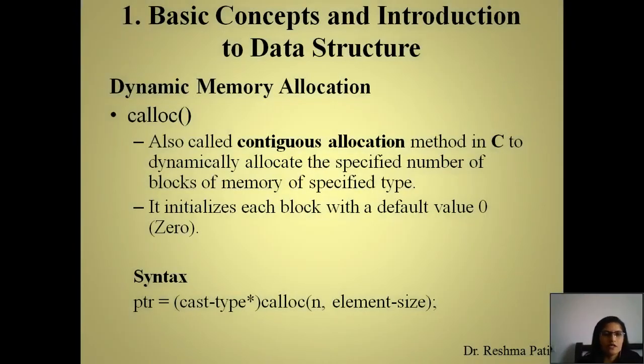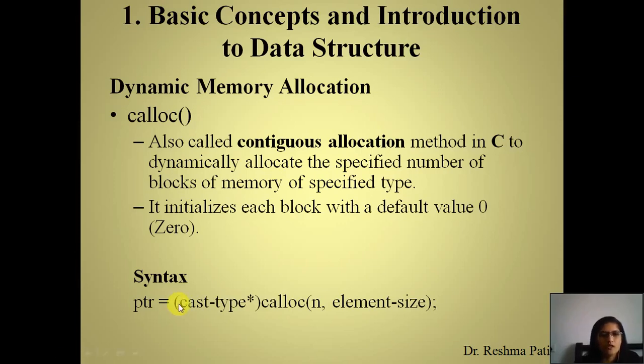Now next is the calloc function of dynamic memory allocation. It is also called the contiguous allocation method in C, used to dynamically allocate the specified number of blocks of memory of the specified type. It initializes each block with a default value 0. In malloc there is a garbage value, here the default value is 0.